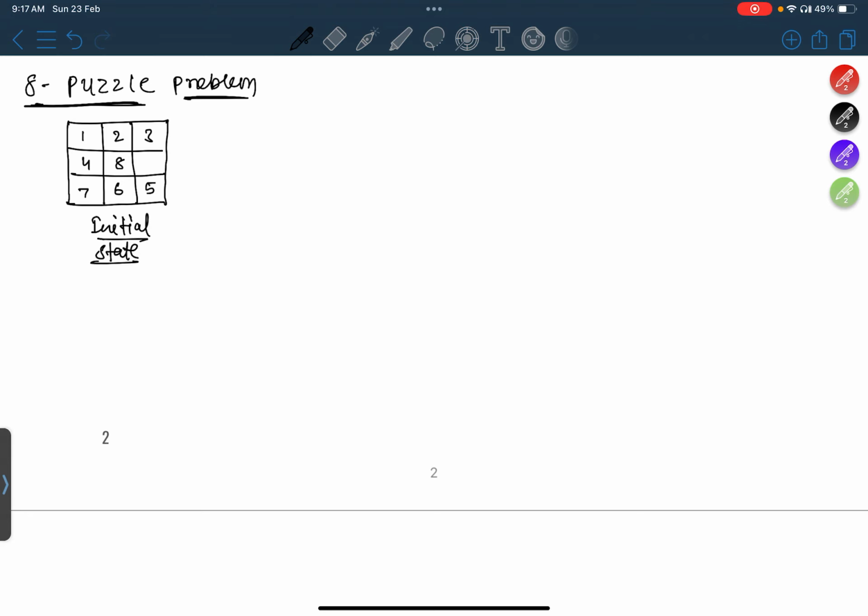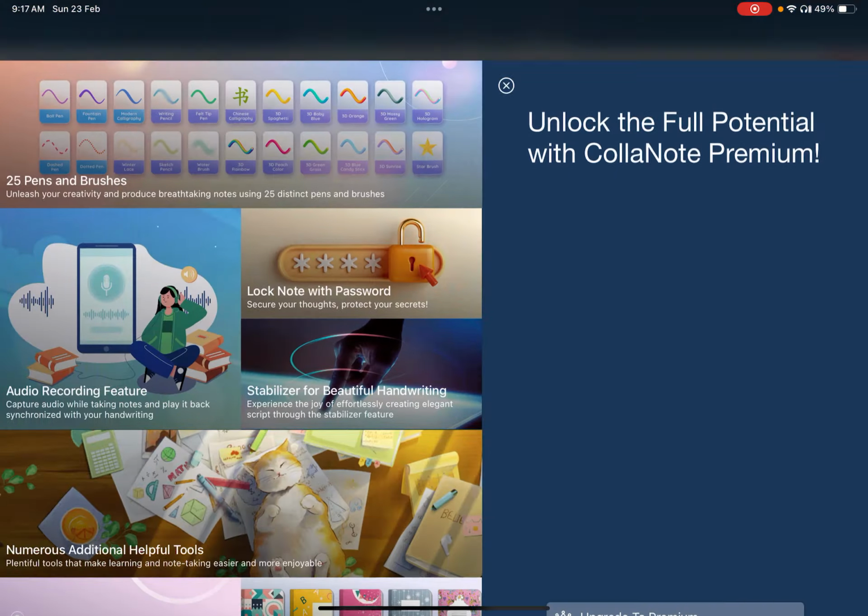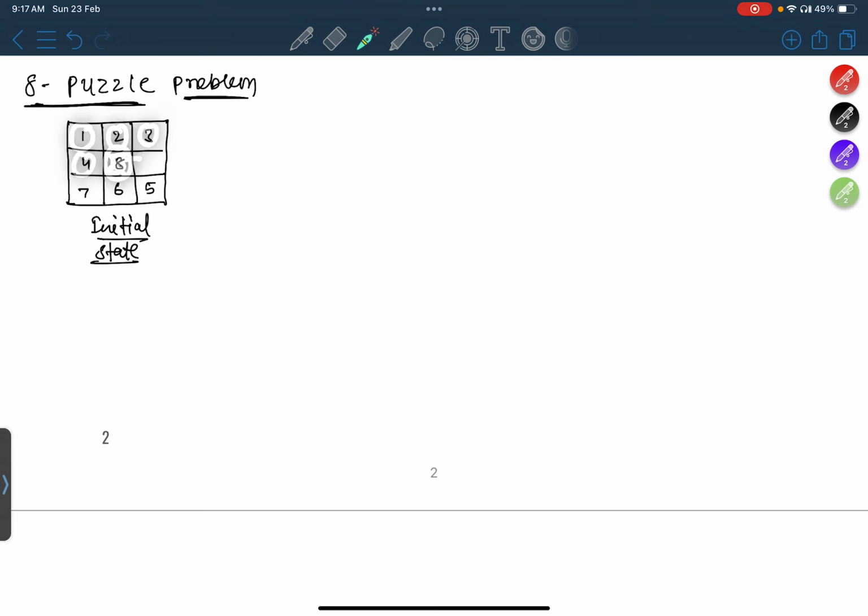As you can see, in the initial state, we have the numbers 1, then 2, then 3, 4, then instead of 5 coming here, there is 8. Then 6 should have been there, 7 should have been there, 8 and this should have been blank. So something like this.